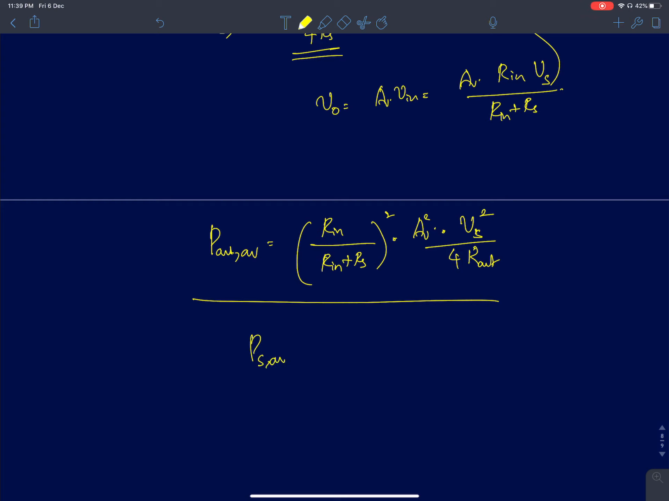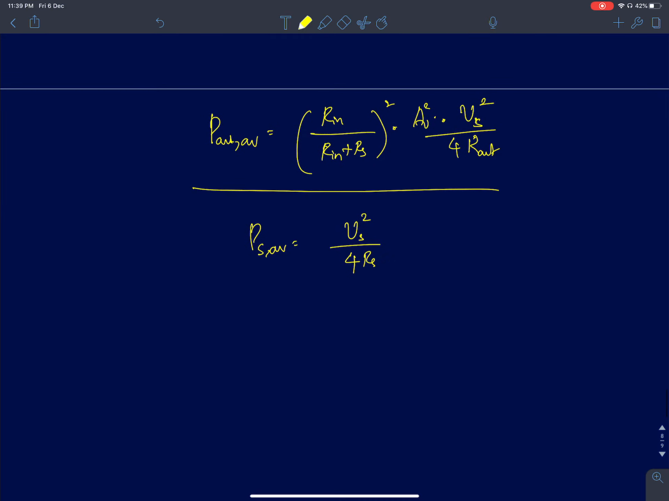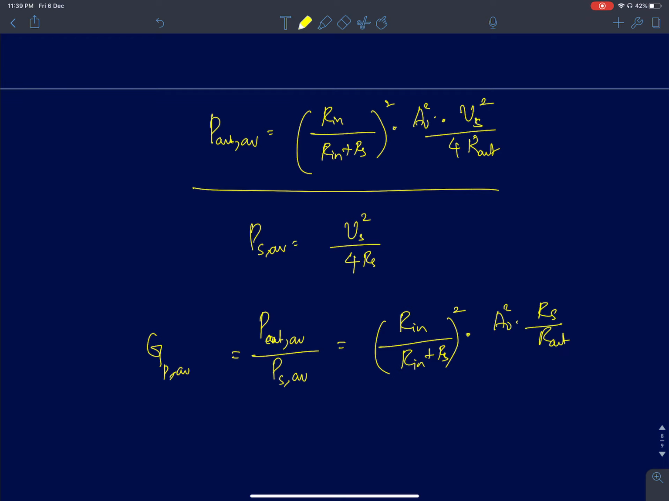Now we know the available source power is Vs square by 4Rs. If I take the ratio of the available output power and the available source power, or the input power, it's called the available power gain, GPAV. This is the maximum power gain you can get out of an RF amplifier. That will simply be Rn by Rn plus Rs the whole square, into AV square, into Rs by Rout.